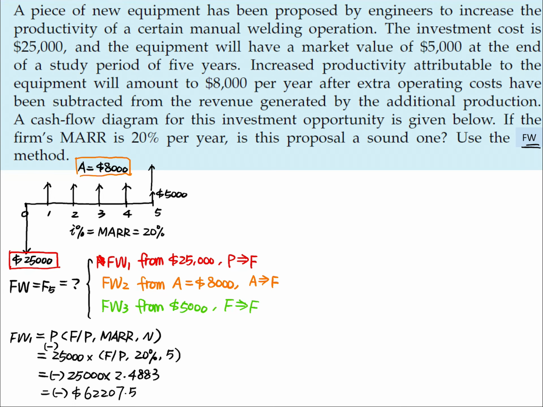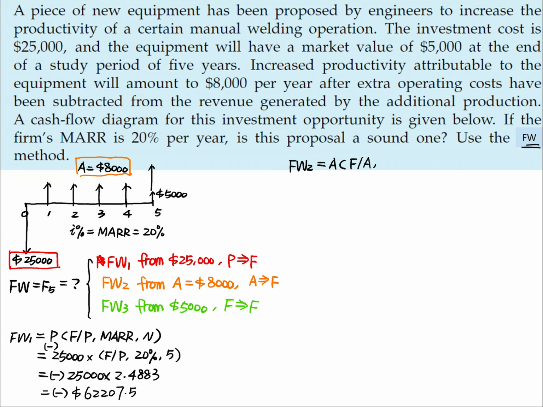$2.4883. The final result of this part is negative 62207.5. Then continue with FW2.